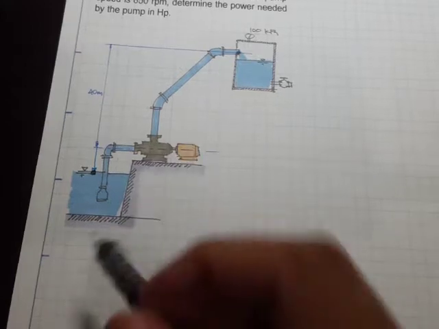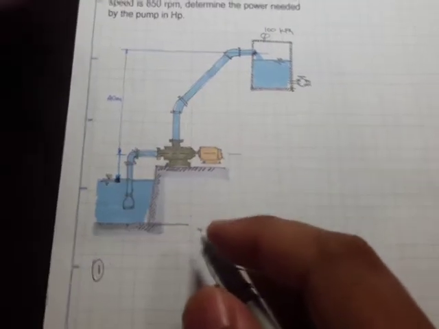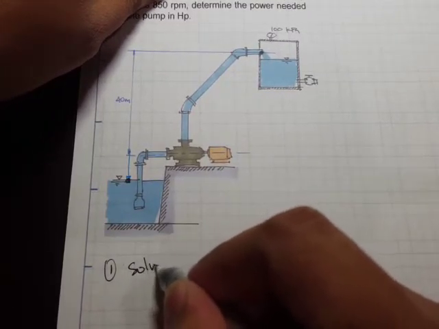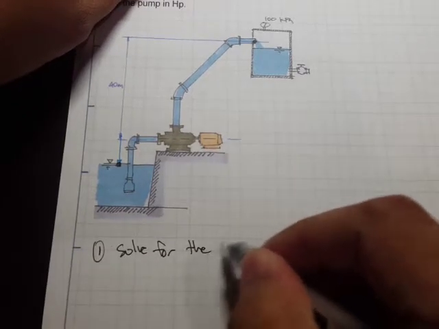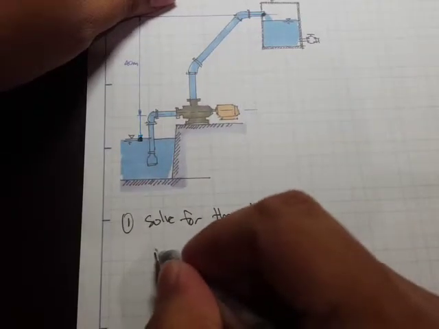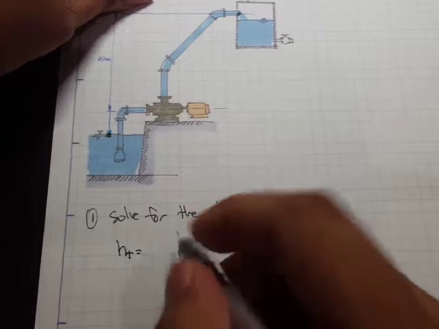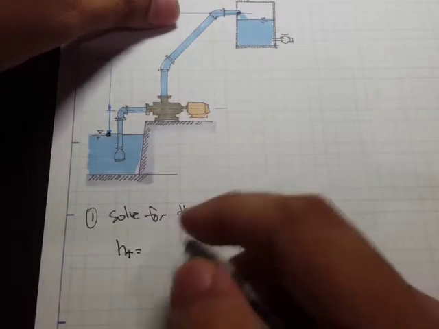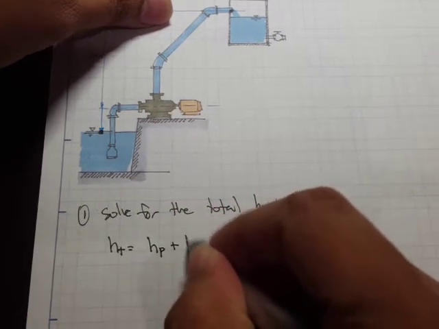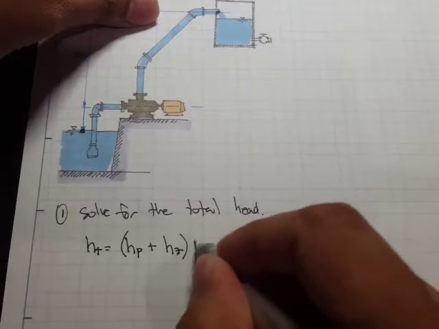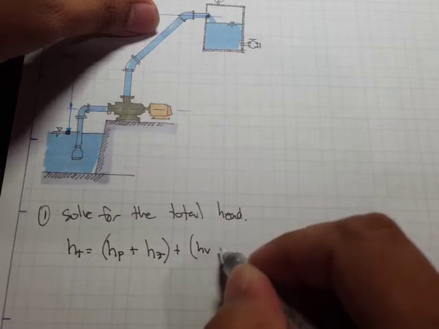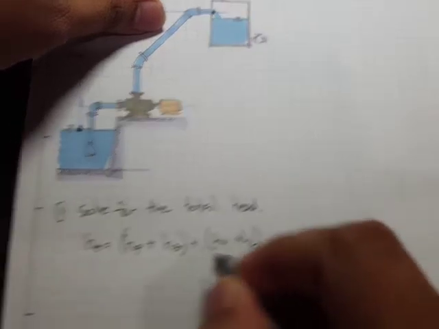So therefore, our first step would be to solve for the total head. Right, so recall that the total head, HT, is just equal to the total static head, which is simply the pressure head, HP, plus the elevation head, plus the total dynamic head, which is equal to the velocity head plus the losses, HL.